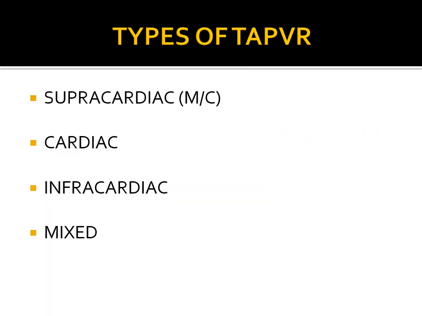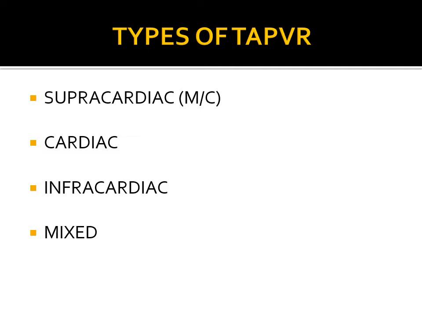This condition is of four types. In the supracardiac type, which is the most common type, all the pulmonary veins combine to form a common vein, which is known as the left vertical vein, and it drains either into the superior vena cava or the brachiocephalic vein.